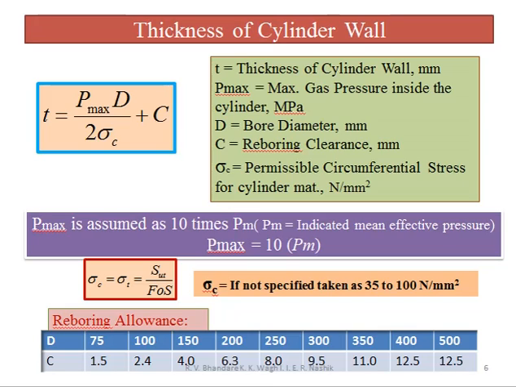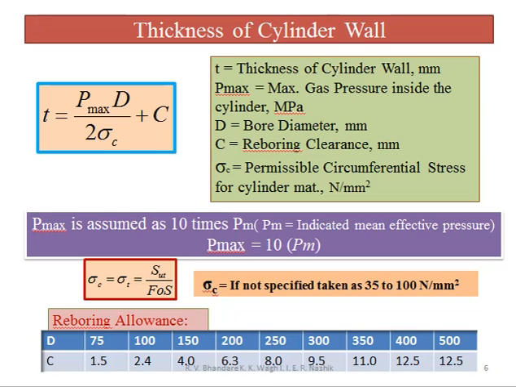If the sigma c value is not given, generally we assume it between 35 to 100 Newton per mm square. And if the maximum gas pressure is not mentioned, it is taken as 10 times the indicated mean effective pressure, so 10 into p m, where p m is the mean effective pressure. One more thing we see is capital C. C is nothing but the reboring allowance.